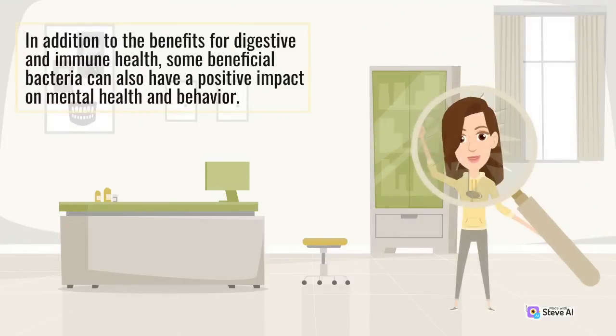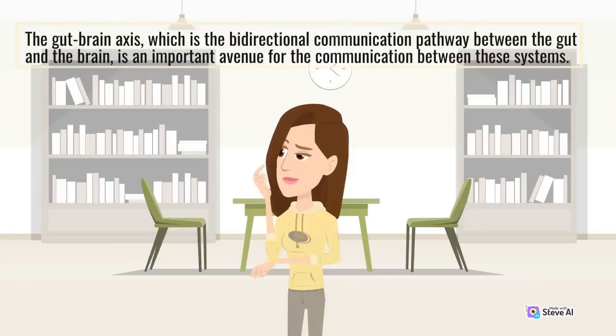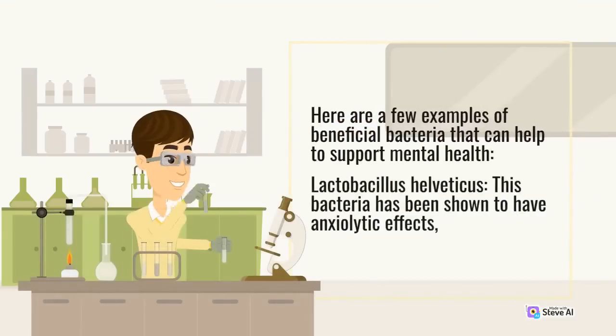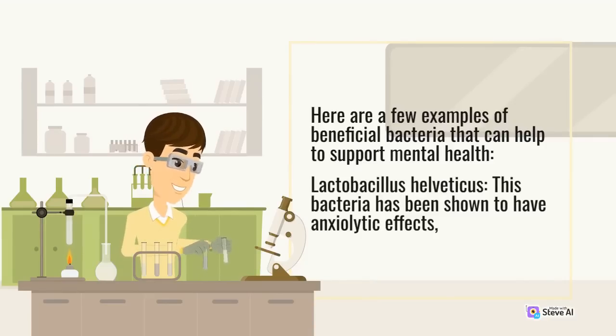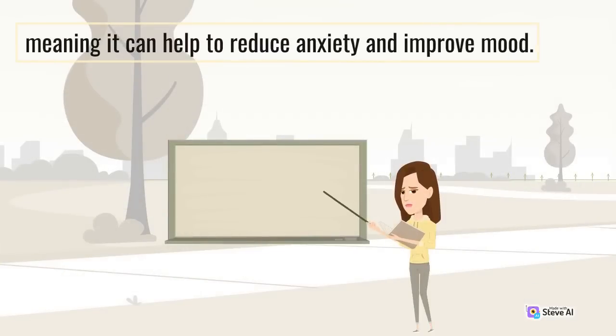In addition to the benefits for digestive and immune health, some beneficial bacteria can also have a positive impact on mental health and behavior. The gut-brain axis, which is the bidirectional communication pathway between the gut and the brain, is an important avenue for the communication between these systems. Here are a few examples of beneficial bacteria that can help to support mental health. Lactobacillus helveticus. This bacteria has been shown to have anxiolytic effects, meaning it can help to reduce anxiety and improve mood.